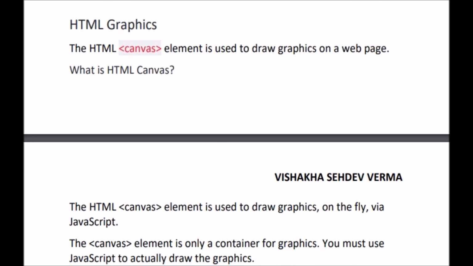The next topic is HTML graphics. The HTML canvas element is used to draw graphics on a web page. But what actually are graphics? Web graphics are visual representations used on a website to enhance or enable the representation of an idea or feeling in order to reach the website user.